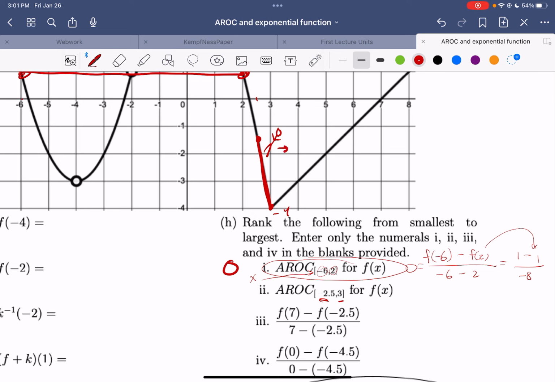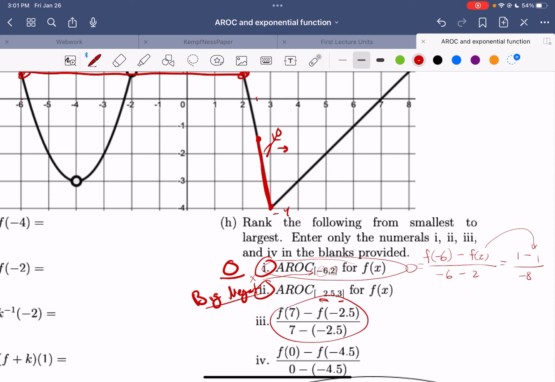So I would be walking on a downhill, and it's a very steep downhill. The word steep, I'm going to replace with big. And the word downhill, I'm going to replace with negative. This slope is a steep negative number. It looks like it's about -6 or something like that. It's a pretty big negative number. So for the first one, we got 0. For the second one, it's a big negative number.